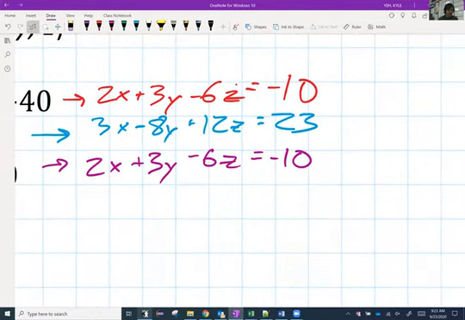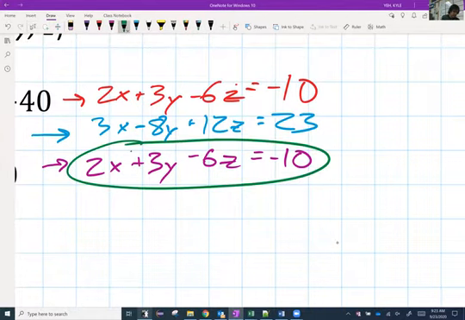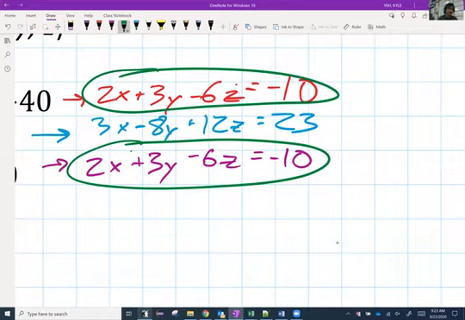And in fact, we can. If you look at these two equations I'm circling in green, they're exactly the same. They are exactly the same plane. And so it's kind of like when we had those dependent systems, when we had two lines that were the same and they just were right on top of each other. That's what we're looking at here. We have two planes that are exactly the same.